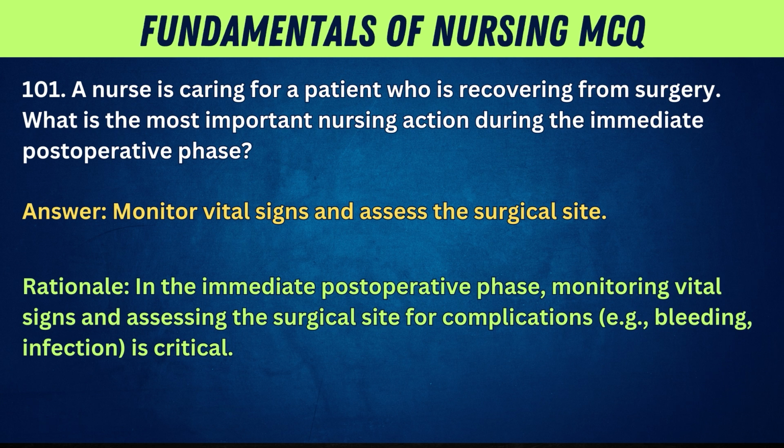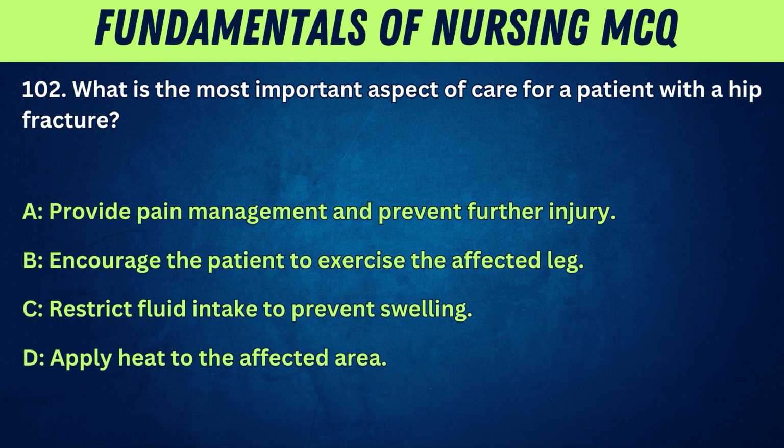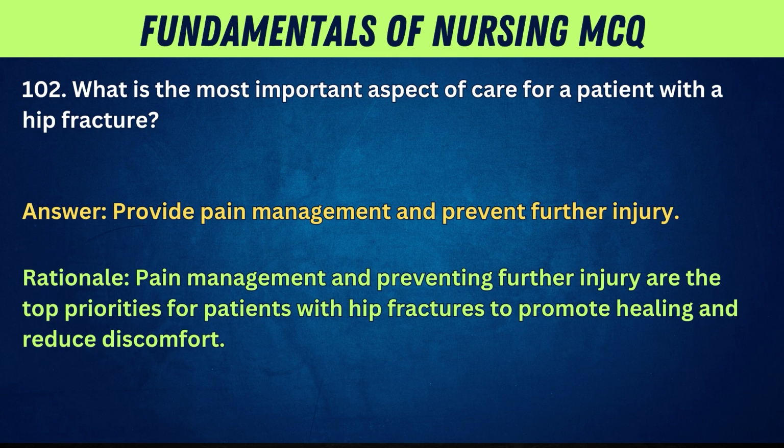critical. 102. What is the most important aspect of care for a patient with a hip fracture? A. Provide pain management and prevent further injury. B. Encourage the patient to exercise the affected leg. C. Restrict fluid intake to prevent swelling. D. Apply heat to the affected area. Answer: provide pain management and prevent further injury.